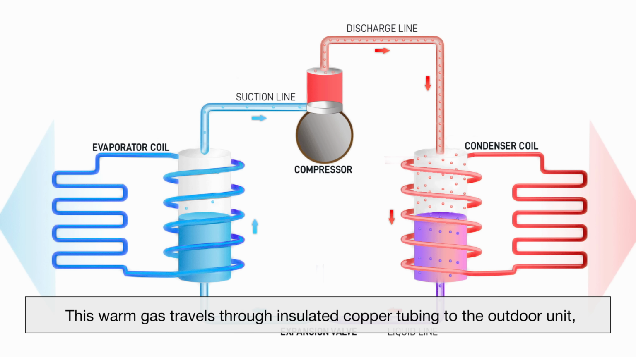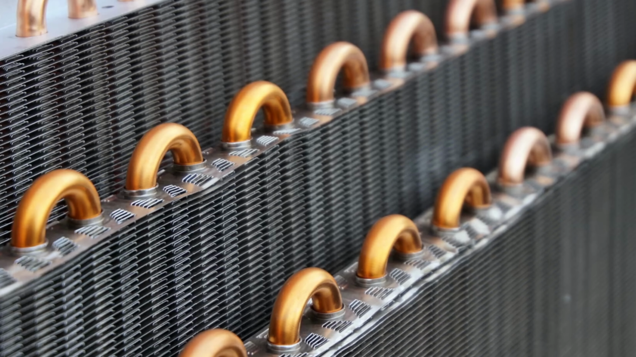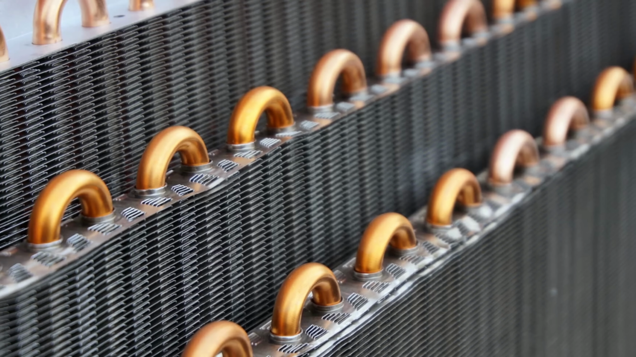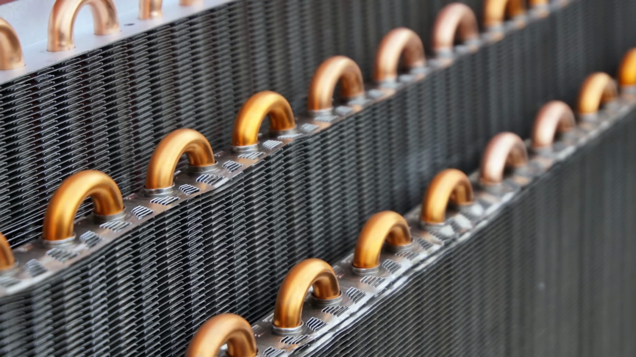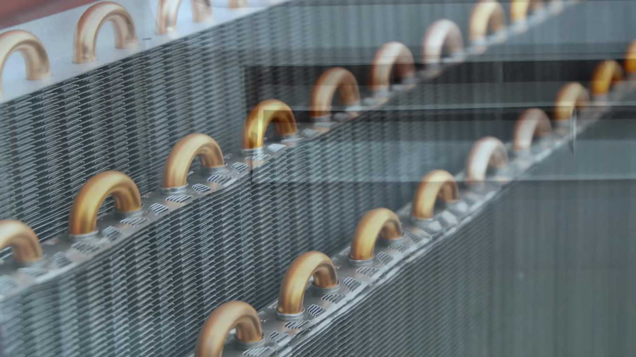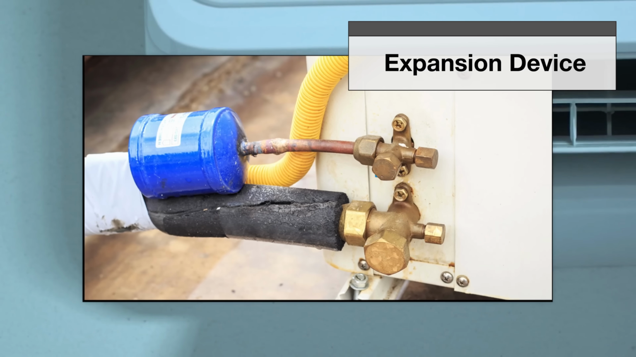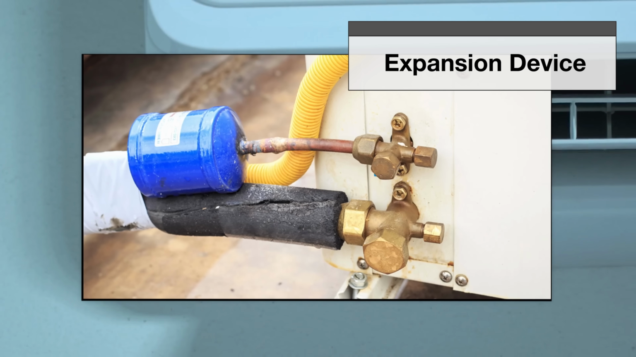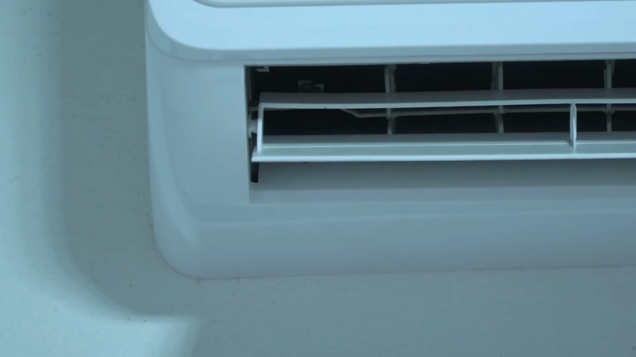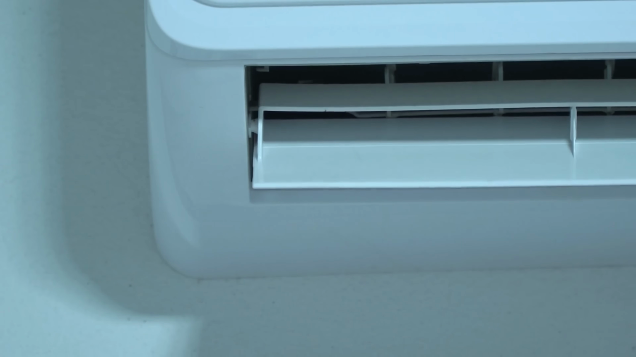This warm gas travels through insulated copper tubing to the outdoor unit, where the compressor pressurizes it and increases its temperature. The high-pressure gas moves through the condenser coil, releasing heat into the outside air and condensing back into a liquid. Before returning indoors, an expansion device reduces the refrigerant's pressure, allowing it to absorb heat again. This cycle repeats continuously, keeping indoor temperatures stable and comfortable.